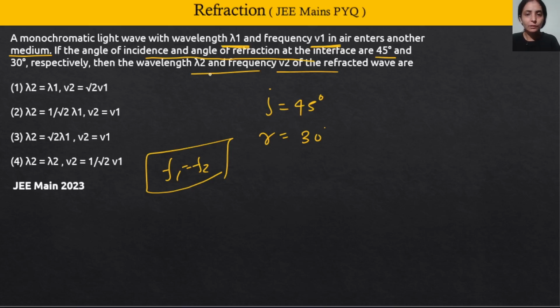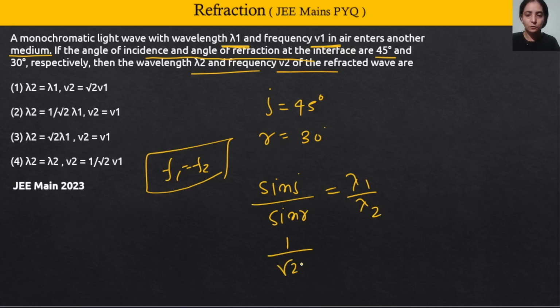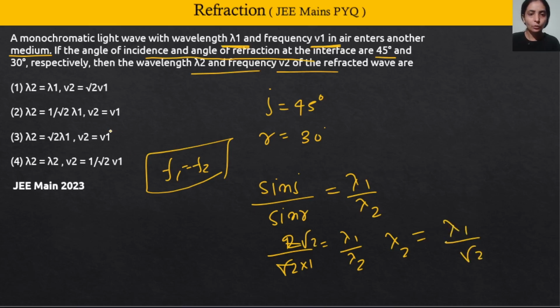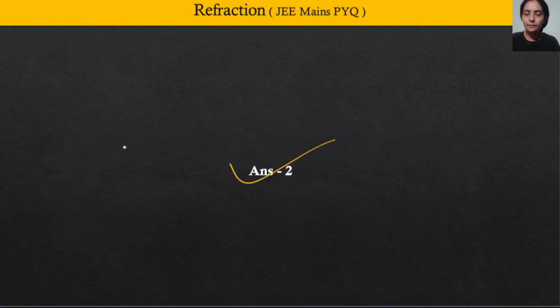Now let's check for the wavelength. So sin I by sin R, what will you write? This will be lambda 1 by lambda 2, right? Sin I is how much? 1 by root 2. Sin R is how much? 1 by 2. Okay, so this is lambda 1 by lambda 2. Lambda 2 is equal to how much? You can see from here, this will become root 2. So lambda 2 is nothing but lambda 1 by root 2. So 1 by root 2 lambda 1. Second should be the correct answer. Yes, it is correct. Okay, let's move ahead.